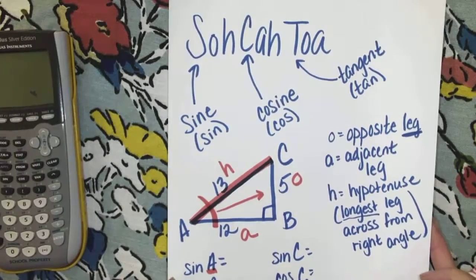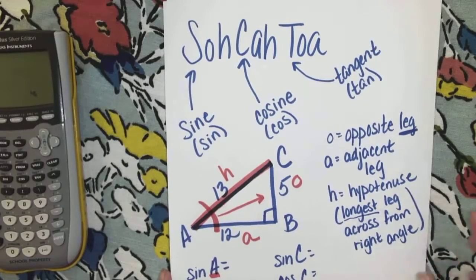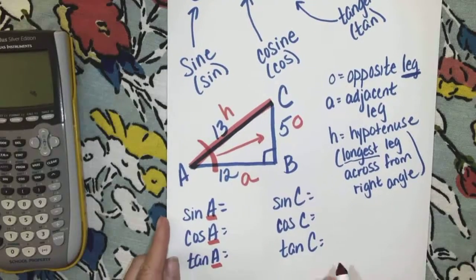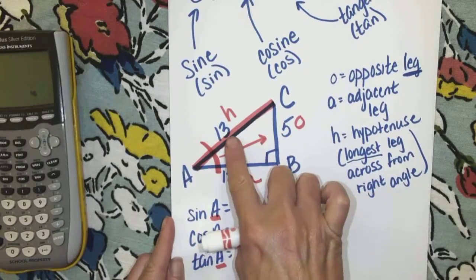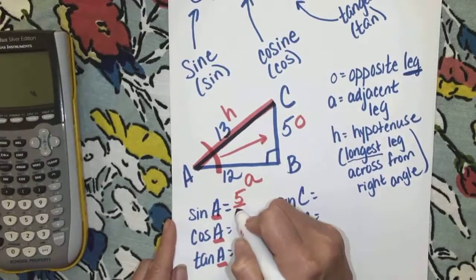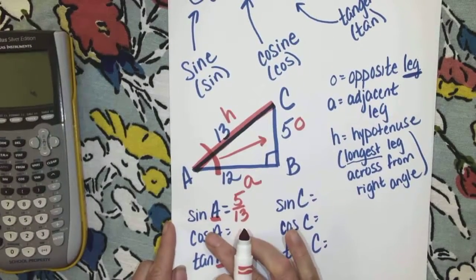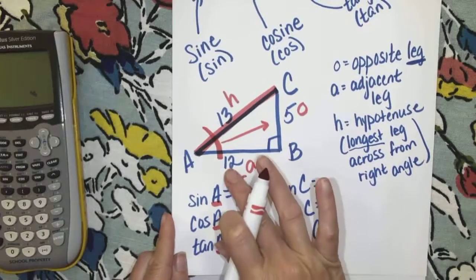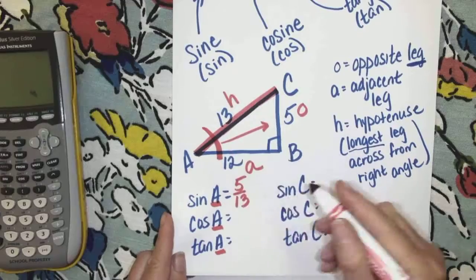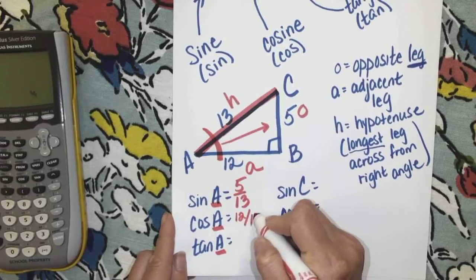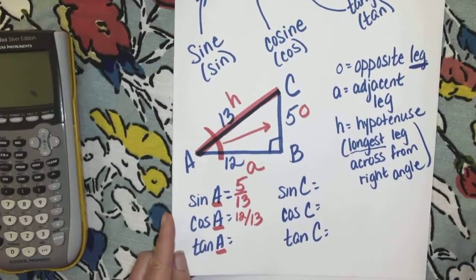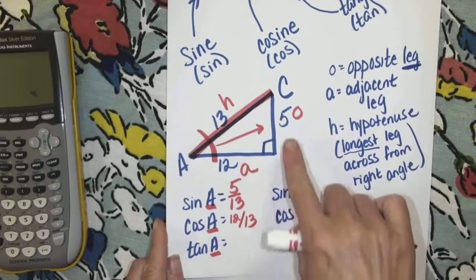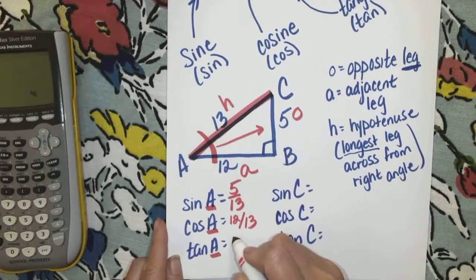So if I go back up here to my word that helps me remember, sine is O over H, or opposite over hypotenuse. So my O leg was 5, and my hypotenuse was 13. So it's 5/13. Cosine, let me slide up, A over H. So A was 12, and H was 13, so 12/13. But if they would have asked me for the tangent of A, tangent, let me slide up, O over A. So that would be 5/12.